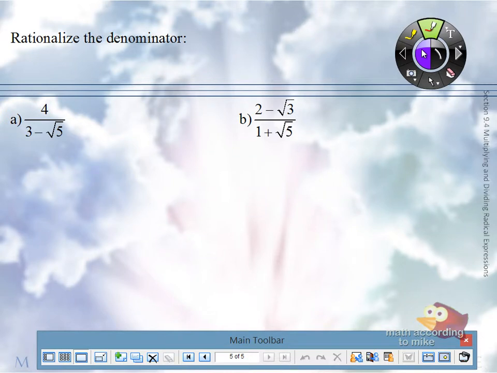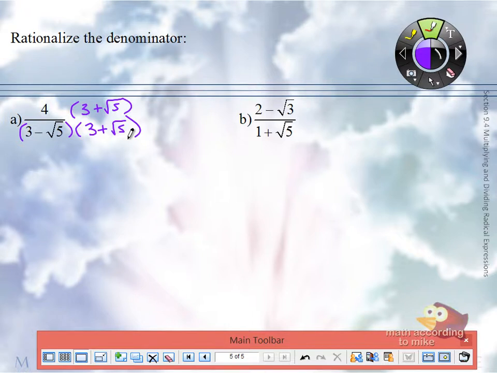Rationalize the denominator. So in part A, we're dividing by 3 minus the square root of 5. So we're going to multiply top and bottom by its conjugate. What's its conjugate? 3 plus square root of 5, yep. Correct. Because what you're doing is you're multiplying by 1. You're not changing the value of the number, you're only changing what it looks like.